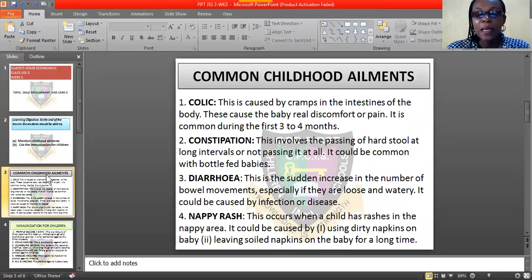What is colic then? This is caused by cramp in the intestines of the baby. This causes the baby real discomfort or pain. It is common during the first 3 to 4 months. Now listen, if you have seen a newborn baby, you will notice that the baby will be shrinking. Some of them will be crying constantly. It is because of the navel. The cramp happens around the navel. Do you understand?